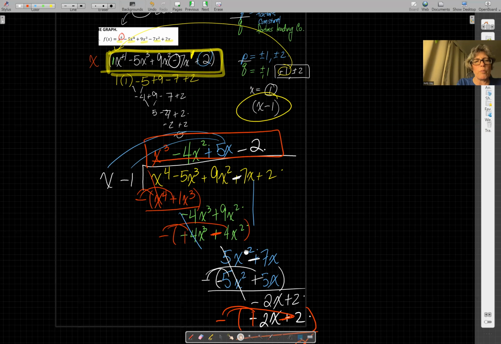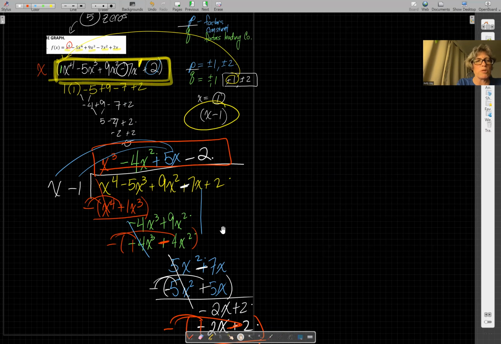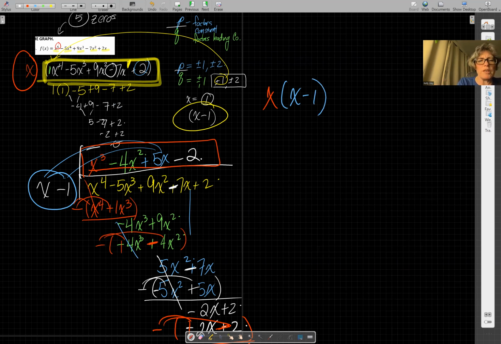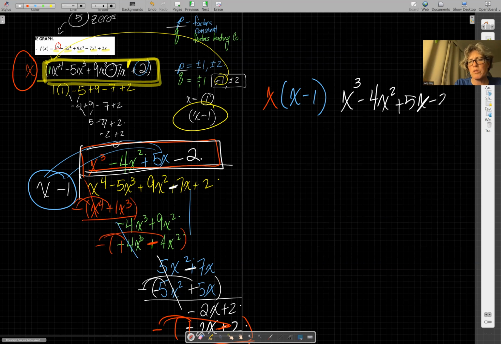So let's keep track of where we are at. Remember, there's a total of 5 zeros. So our original is x, there's 1. And now we also know that x minus 1 was a root. All right, and now we have this entity to deal with, x to the third minus 4x to the second plus 5x minus 2.